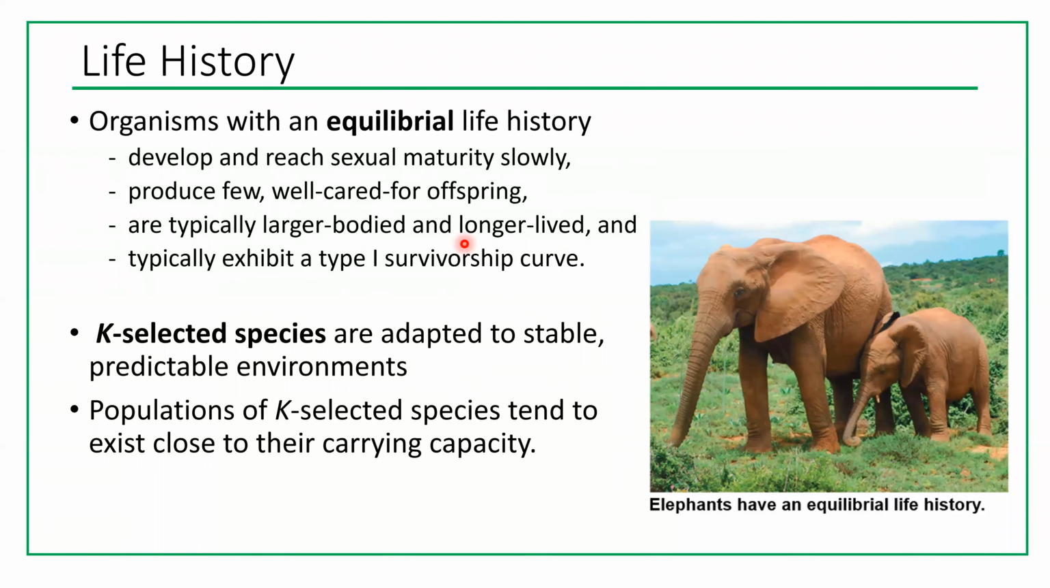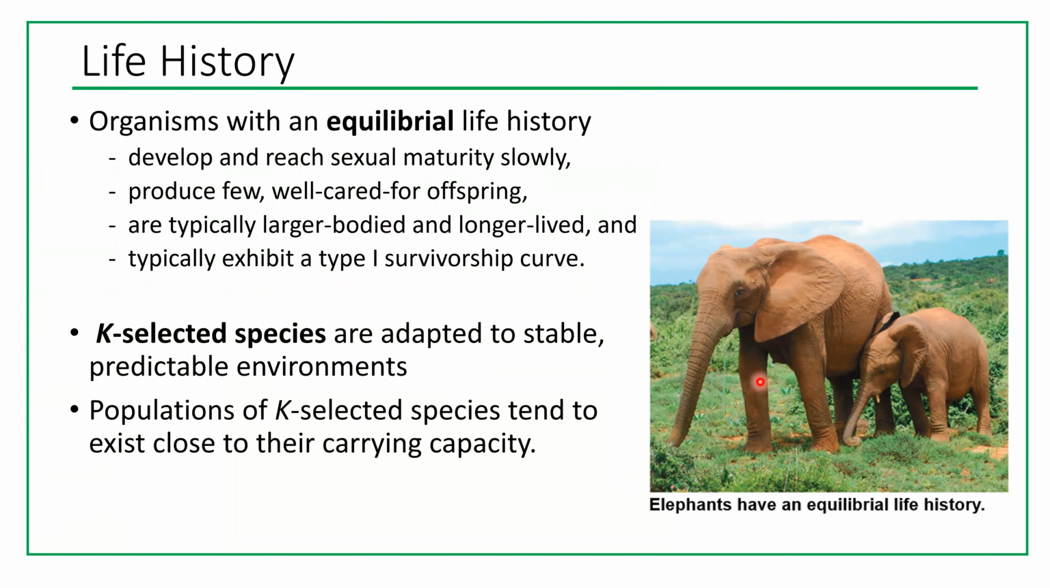Another type of species, we call them K-selected species. And K stands for carrying capacity. And those are organisms with equilibrial life history. Those are usually big animals. So they develop and reach sexual maturity slowly. They produce few offspring and they care about their offspring. So typically large body, longer lived, and exhibit type 1 survivorship curve.